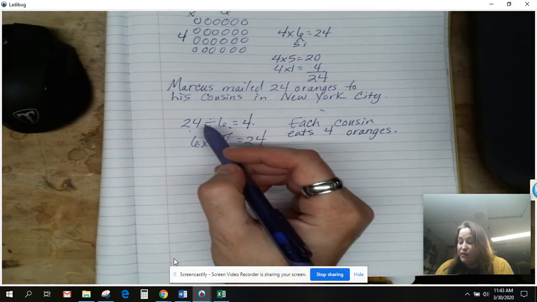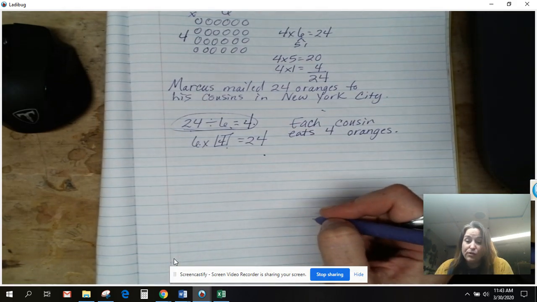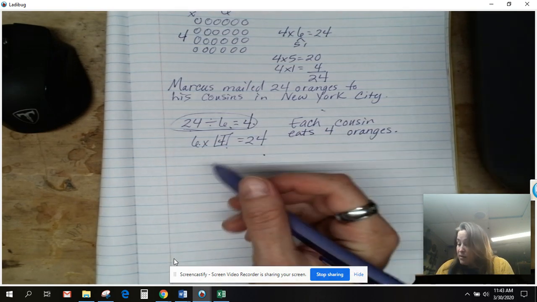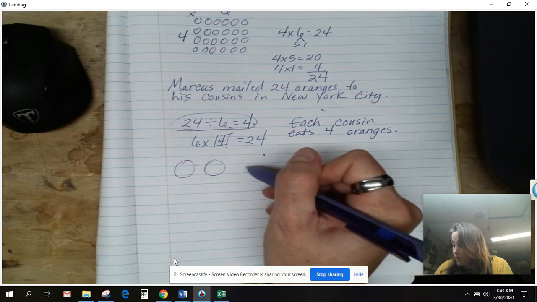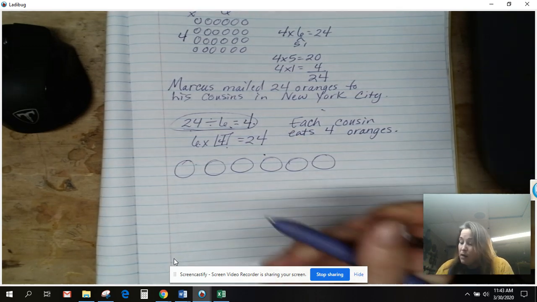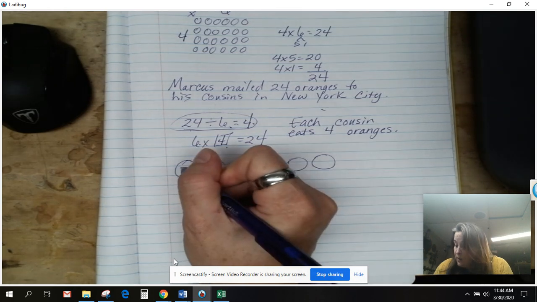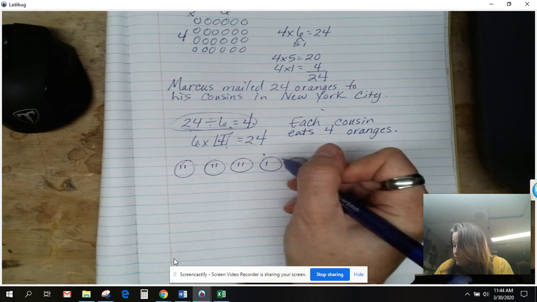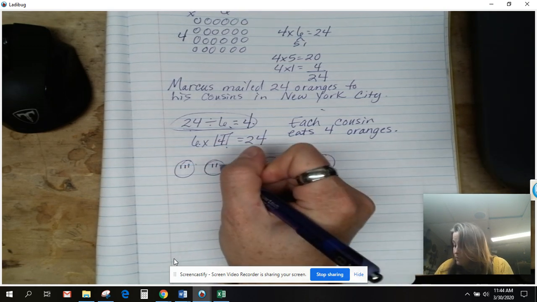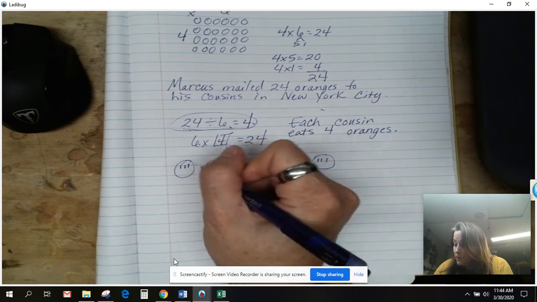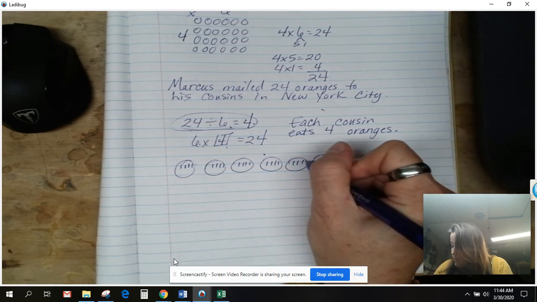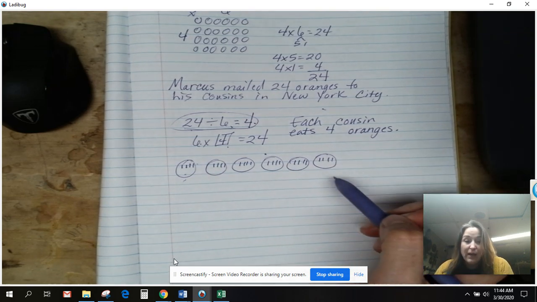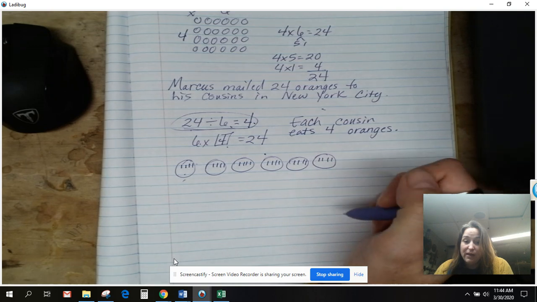Also, if you're struggling with that division piece, you could always go back to drawing a picture. That's okay. So 24 oranges divided by 6. So I've got my 6 cousins. And then I can just count them out if I need to, for a total of 24. And I see that there are 4 in each one of these. So I know that each cousin is going to get 4 oranges.